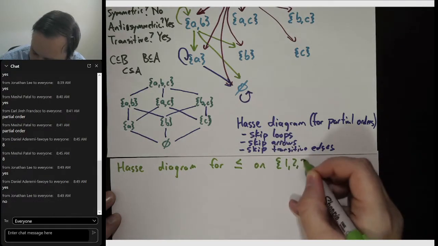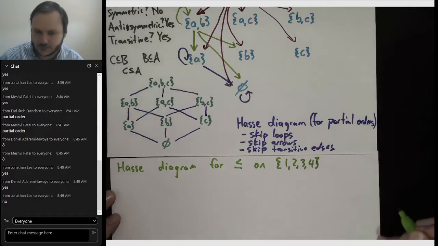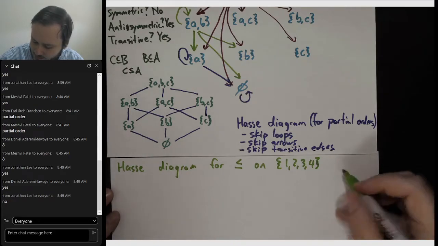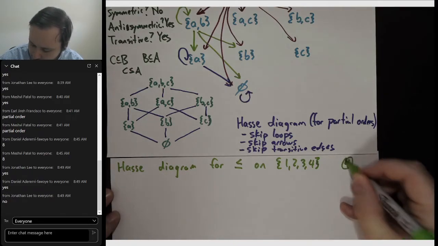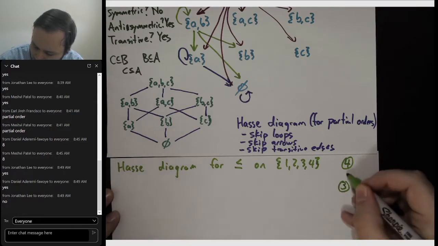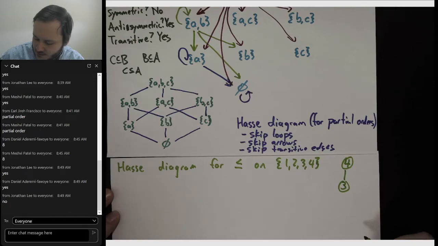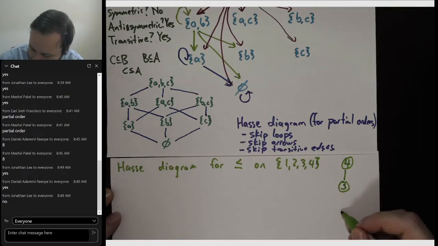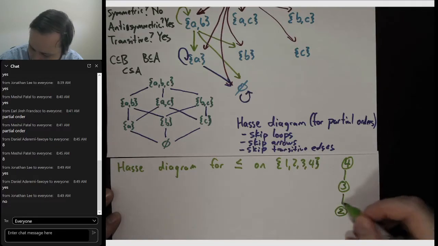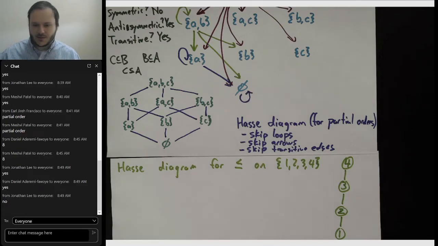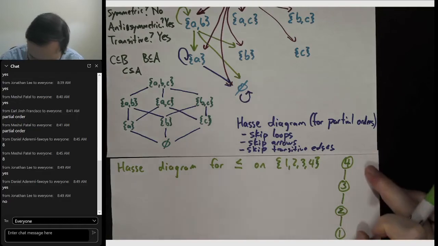On our set 1, 2, 3, 4, what's that going to look like? We've got 4 at the top. 4 is greater than or equal to 3. 3 is greater than or equal to 2. 2 is greater than or equal to 1. Right, a really nice, simple, compact way of expressing what's going on.